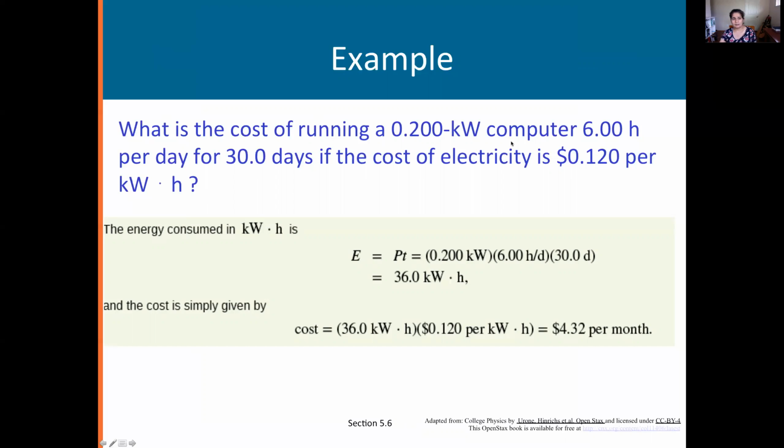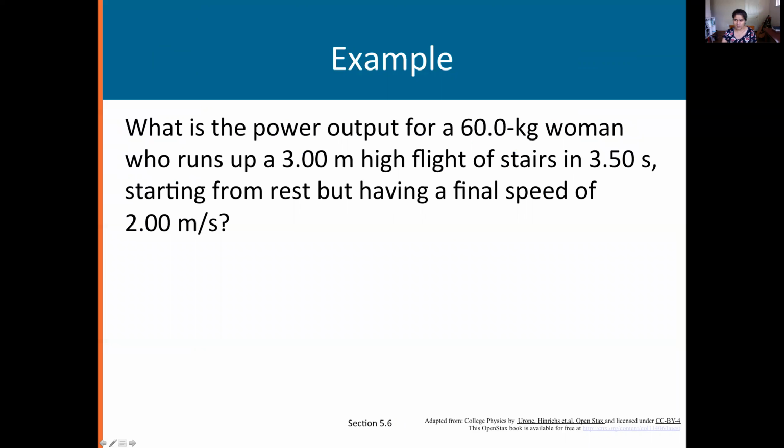So how many kilowatt hours are we using? We're using 0.2 kilowatts for 6 hours each day for 30 days. So we need to multiply it by 30. And then that gives us kilowatt hours, which is 36 kilowatt hours. Then we can go ahead and multiply that by the rate. And now notice how these units are the same, kilowatt hours. And that gives us $4.32. That's what it's going to cost us, okay? So the main trick there was to use the formula intelligently, keeping track of units, yeah?